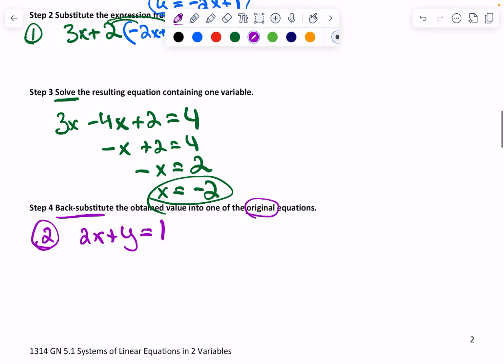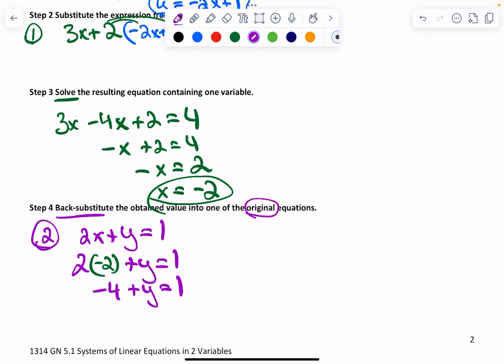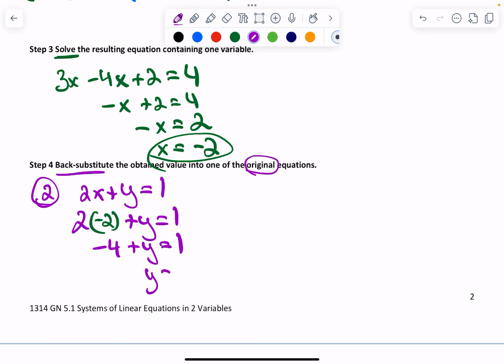Now I'm going to substitute. So 2 times negative 2 plus y equals 1. So we get negative 4 plus y equals 1. We add 4 to both sides. We get y equals 5. So we have the point negative 2 and 5 as our ordered pair.